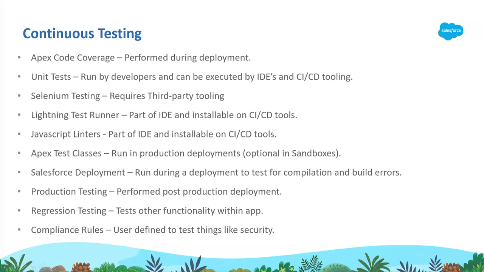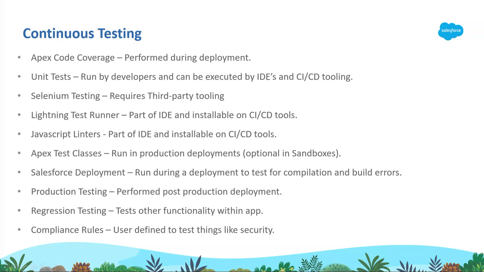Now, after you've deployed something into production, you also have your post-production testing. These are just more or less sanity checks to make sure that whatever you deployed into production is actually viable. And then, of course, you have your regression testing, which is going back through and running all the previous test cases, making sure no other parts of the application have been broken.